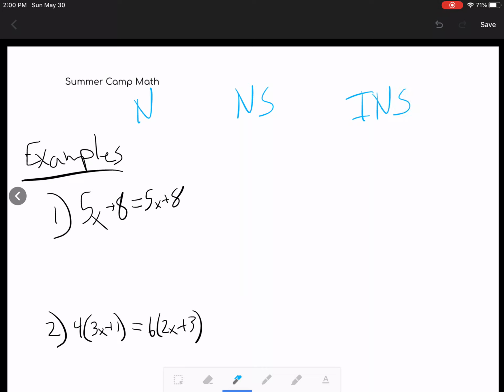Some of them can be very straightforward, like this, where maybe you're looking at it and thinking, hey, this is going to cancel out. 5x cancels out. We can even cancel out the 8's. We get 0 equals 0. That's a true statement. So this one will be an infinite number of solutions.